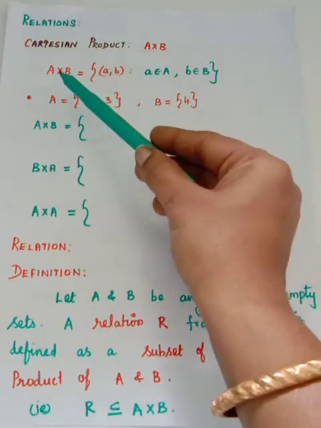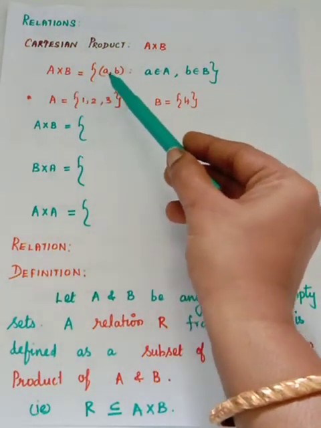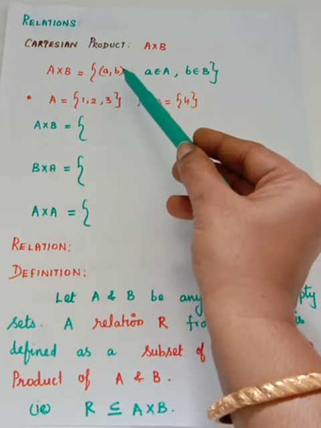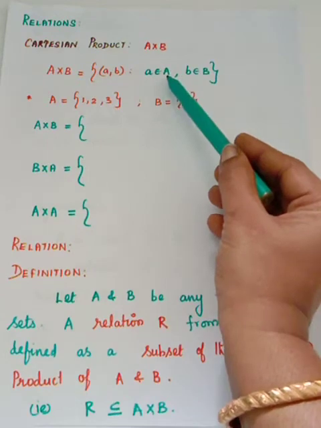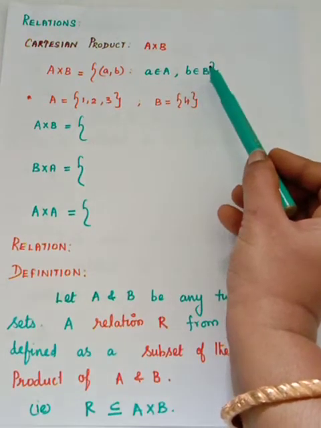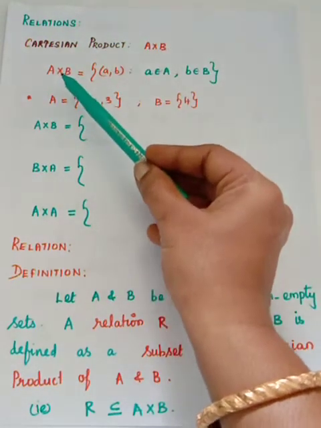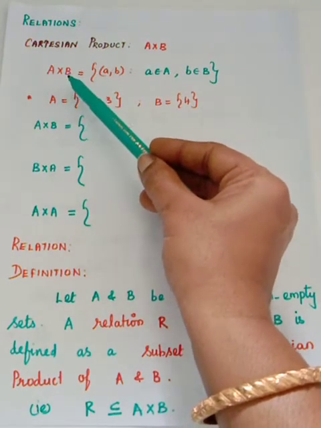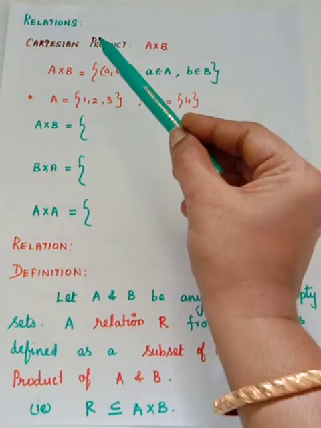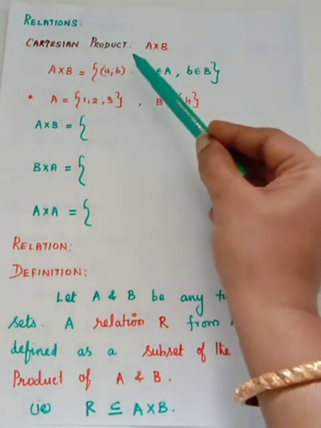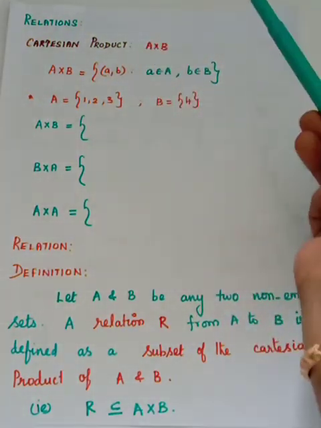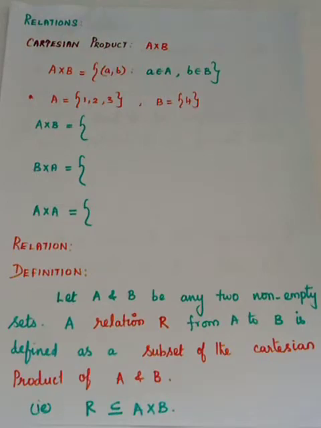So, the definition of A cross B is a set of all ordered pairs, (a, b), such that a belongs to A and b belongs to B. Okay, so A cross B, that is the Cartesian product of two sets A and B, is a set. On that set, how are the elements? The elements are written as an ordered pair. So pair means two elements should come. So that pair should be ordered.